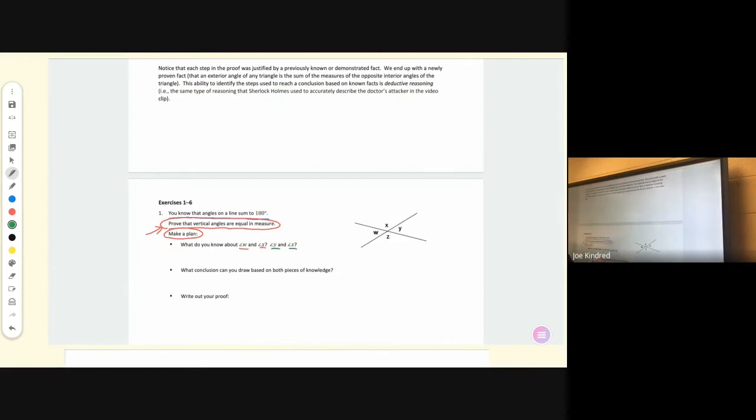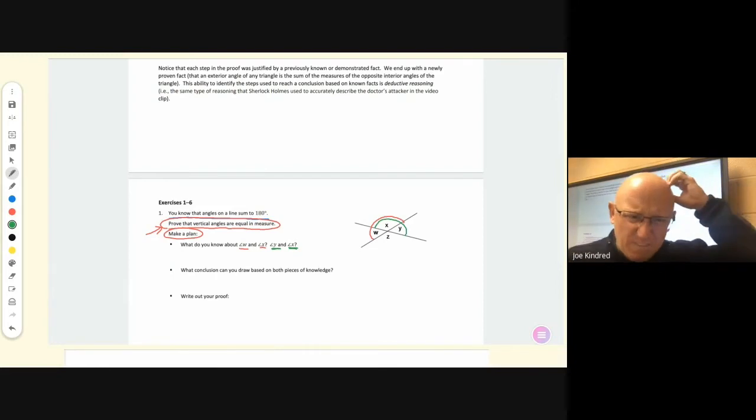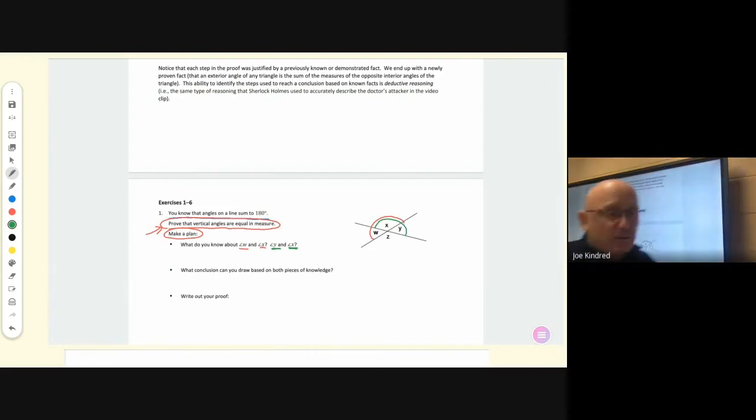Well, I know that W and X form a line, so they're supplementary. And then we also know that Y and X are the same thing. They form a line. And so that should help us. What conclusion can you draw based on both pieces of knowledge? Well, by virtue of this relationship right here, I think I can form a proof that W is equal to Y. W must be equal to Y. So let's write this proof out.